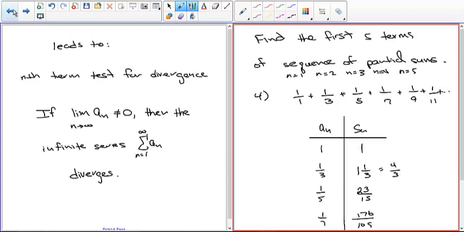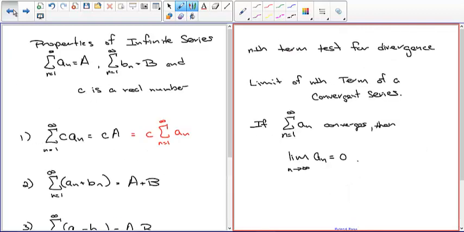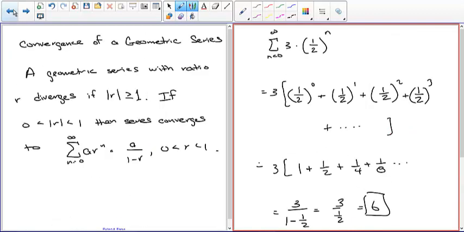Again, you'll have a piece of paper that has all these rules on it. You just have to apply them. I've done them now enough that I remember most of them, but here's the rule. A geometric series with the ratio R diverges if the absolute value of R is greater than or equal to 1. If the absolute value of R is between 0 and 1, then the series converges, and it converges to this value, a over 1 minus r.